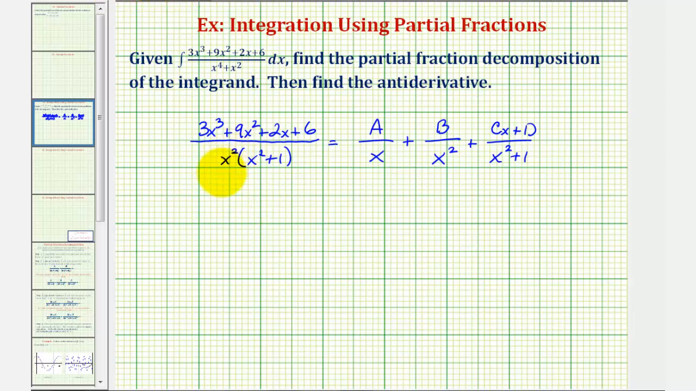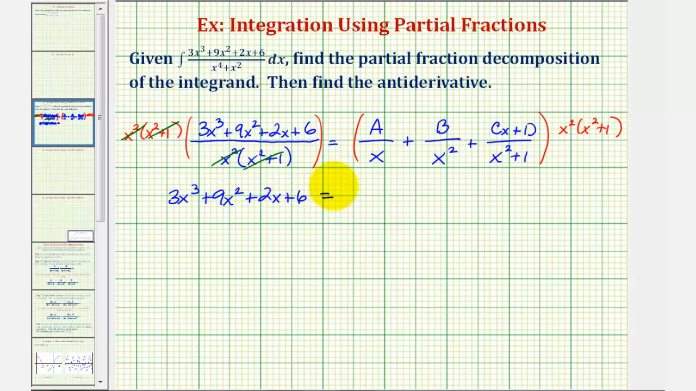So the next step is to clear the fractions from our equation, which will give us what's called the basic equation. And we'll do this by multiplying both sides of the equation by the LCD, which would be x squared times the quantity x squared plus 1. So on the left side, notice how these factors divide out, leaving us with 3x to the third plus 9x squared plus 2x plus 6.